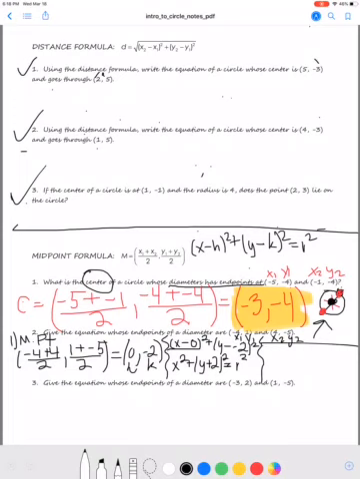Okay, so if I plug into my distance formula, d equals, and now, this is where it gets tricky. You've got to keep everything in the right spot. Okay? Take your center as one of your points. So I'm trying to find the distance between 0, negative 2.